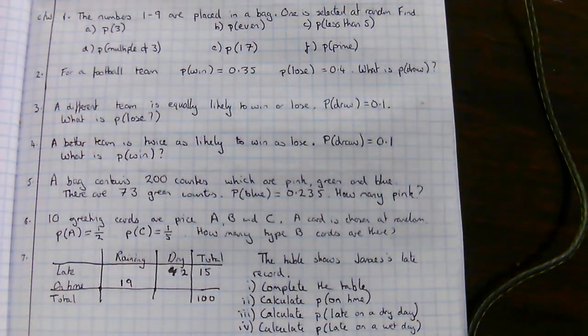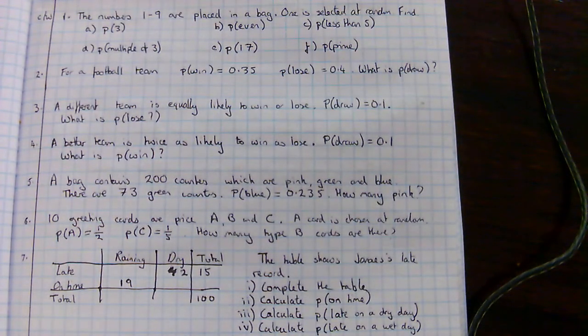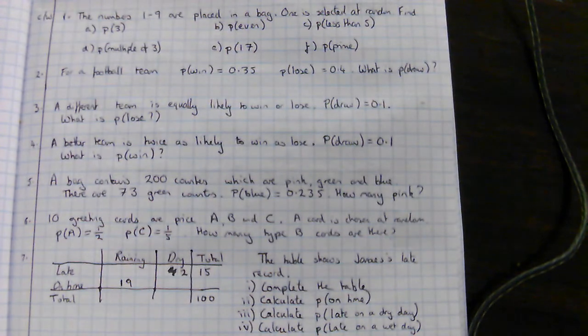Okay, so here are 7 questions for you to try. For question 1, you're looking at simple probabilities, making sure you list your numbers from 1 to 9, find how many of them are 3, how many of them are even, and so on. For question 2, you need to add up your probabilities and make sure they add to 1. Same for 3 and 4. For question 5, you're looking at using the rule of multiplying your probability of success times your number of trials.